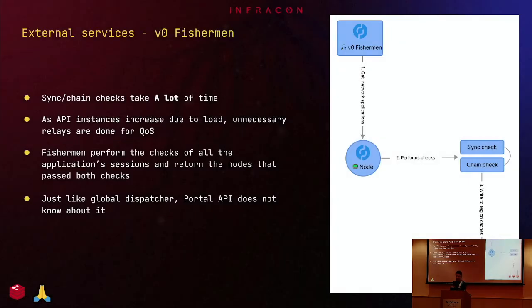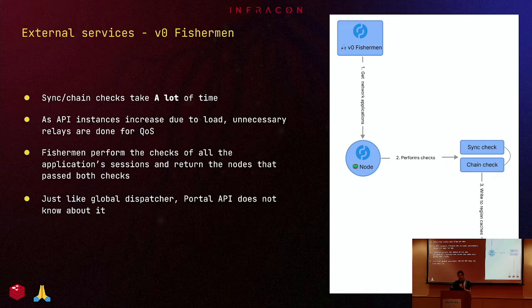Okay. The second standard service, let's say, is what we like to call the fisherman. And this is one way to perform the quality of service checks that I just mentioned before, the seen check and the chain check, in this case on the most used sessions. So what a fisherman does, just like the global dispatcher, is take the most popular applications being served on the network, run the quality of service checks on all of them, and push the results to the regional caches on all the regions, basically.